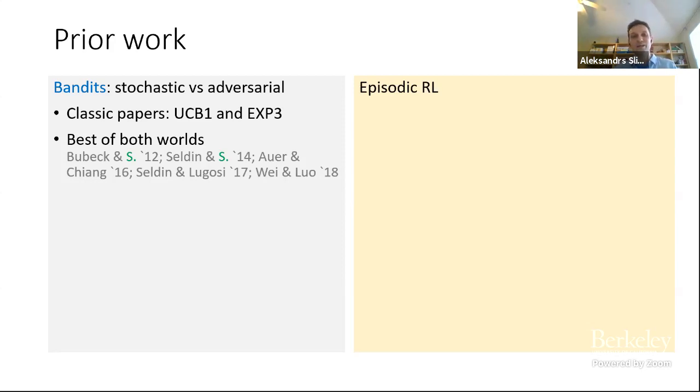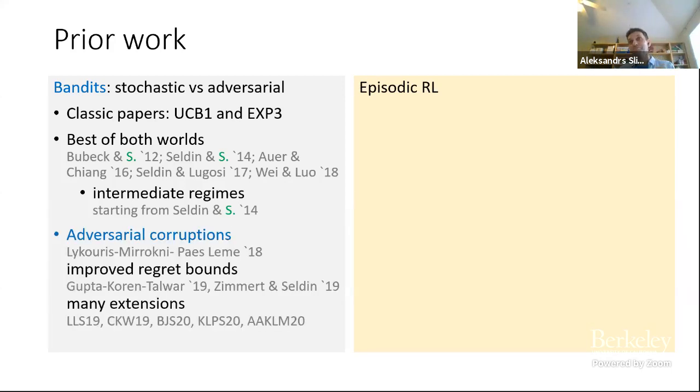Then it was natural to ask about intermediate regimes. What if the world is neither really nice, nor really bad, but somewhere in between stochastic and adversarial? One nice way of thinking about it was adversarial corruptions. That work started with the Lykouris, Mirrokni, Paes Leme paper, and their regret bounds were improved and refined in 2 subsequent papers, and there were extensions in several other directions in bandits.